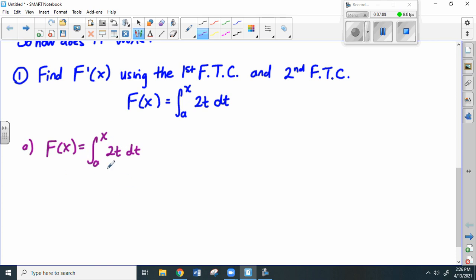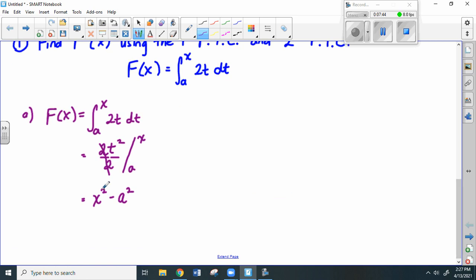So let's remember how to integrate. Well, you keep the constant, you add a power, and you divide by the new power. That's the basic power rule. And of course we can simplify that, and then remember you're going to plug in your bounds. So I'm going to simplify and plug in my bounds at the same time. I get t squared, but now I have to plug in x and subtract and plug in a, keeping in mind that a is a constant. So that is what f of x is equal to.